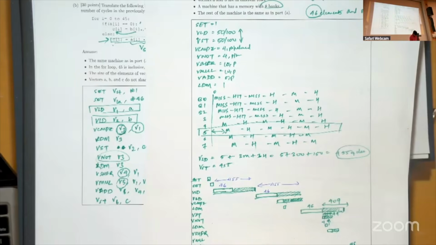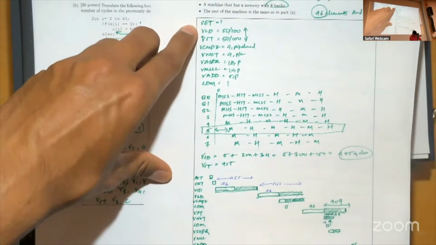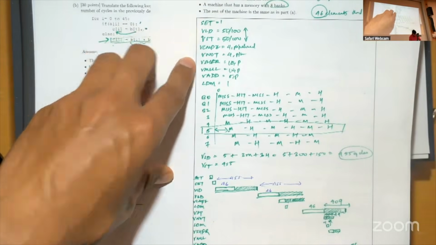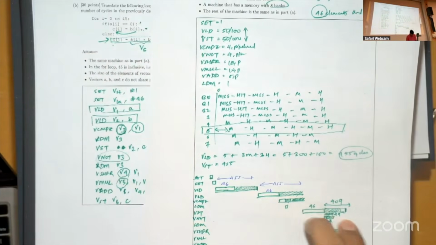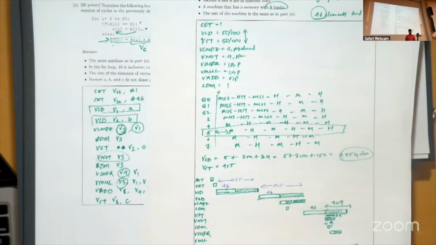So the total number of cycles is: set 1 is 1, second set is also 1, and then you have 2 loads, 2 stores, each of which are 455 cycles, times 4. And this, I will not do the math, computes to 1822 cycles. Sorry for my bad handwriting here. And that's how you solve this problem.